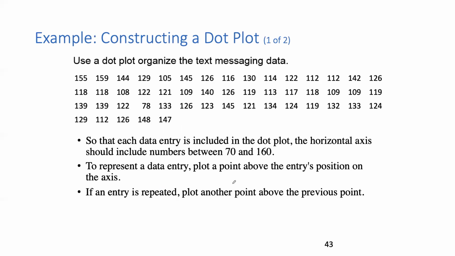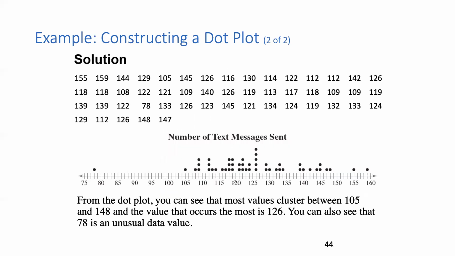So for instance, if I look at our text messaging data set, I would get a dot plot like this. Essentially, there is a 78 here. There are 309s in the data set, and there is 1, 2, 3, 4, 525 in the data set, and so on and so forth.